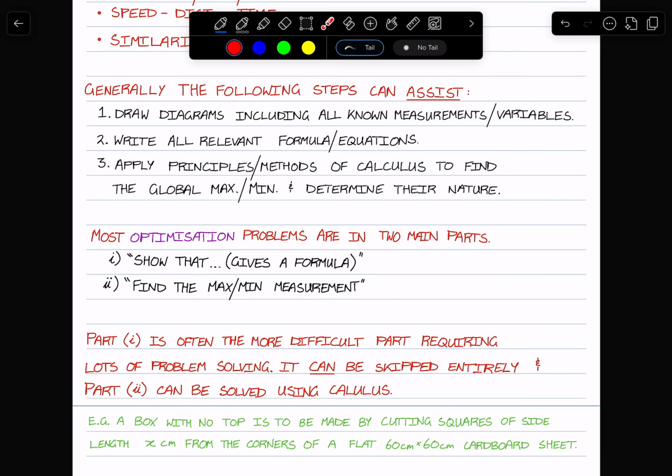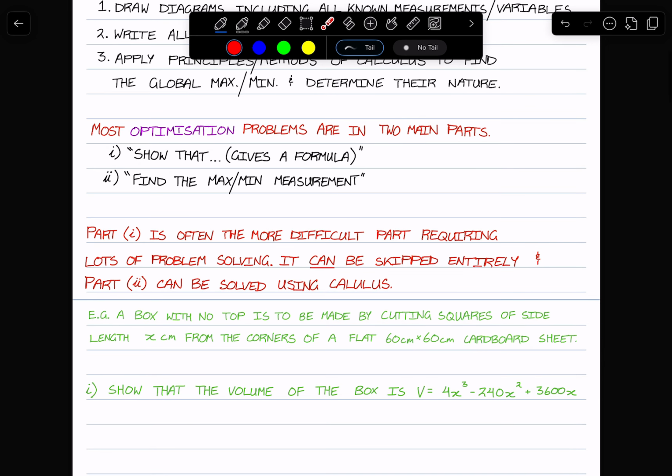Now, lastly, most optimization problems are in two main parts. There is a show that part, which gives a formula. This has the most problem solving required. And a part two, which is find the max or minimum measurement or thing. So part one is the more difficult part, requiring lots of problem solving. However, it can be skipped entirely. So you could ignore this entirely and just move straight into part two using the formula that they give us.